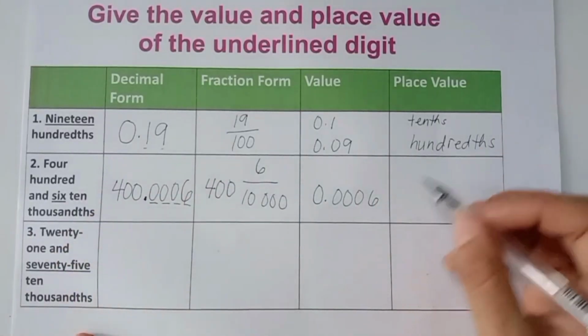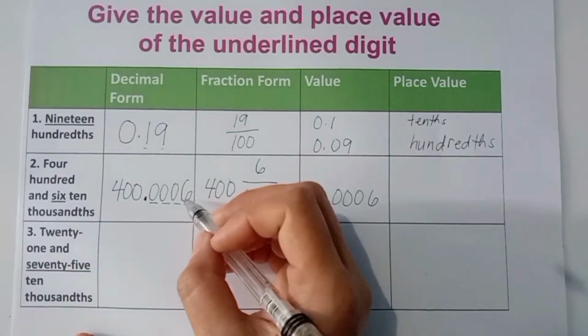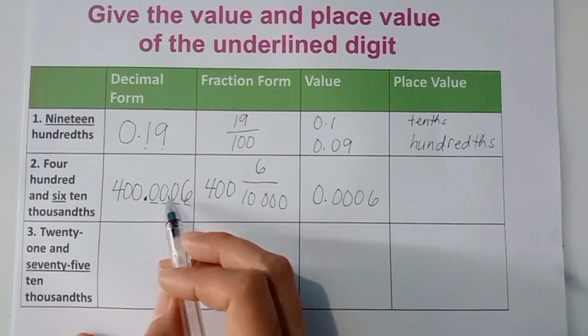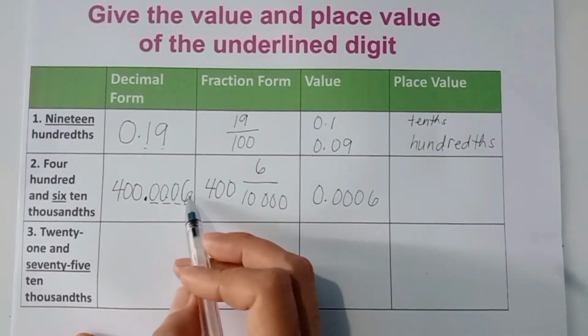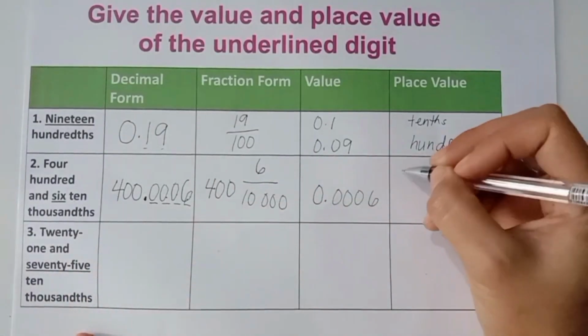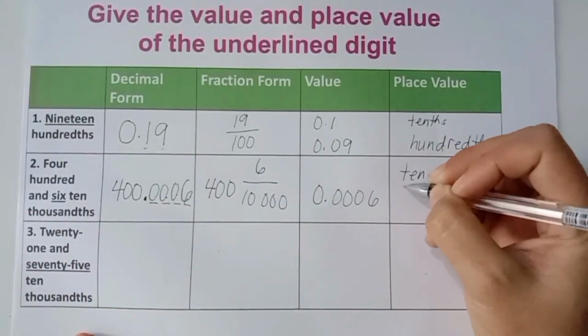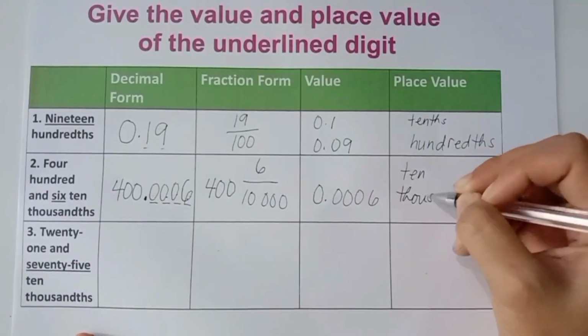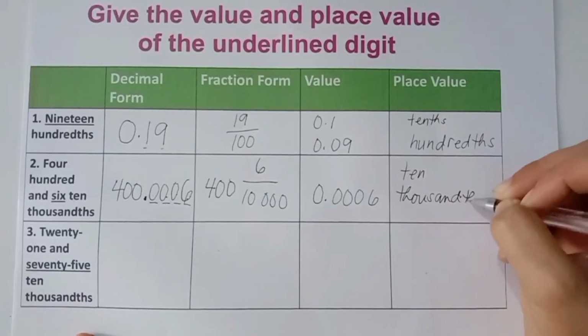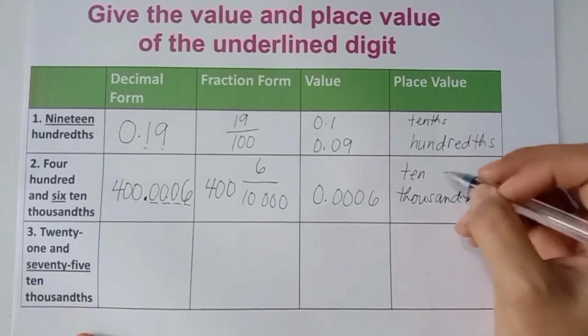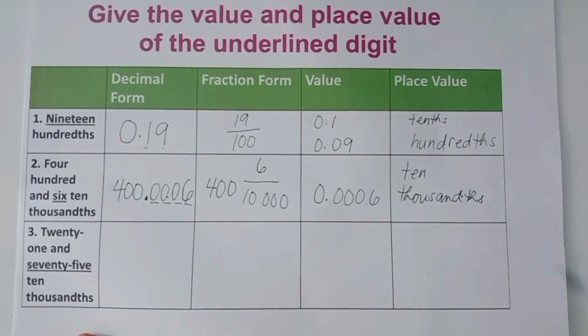0, 0, 0, 6. That is the value of 6. And then, ano naman po ang kanyang place value? So, ang place value na niya ay tenths, hundredths, thousandths, 10,000ths. Ayan po, 10,000ths. Magkarugtong po sila, ha? Okay, that's it.